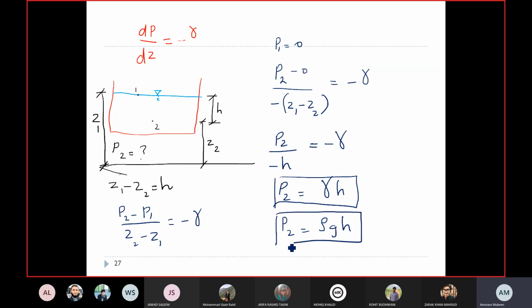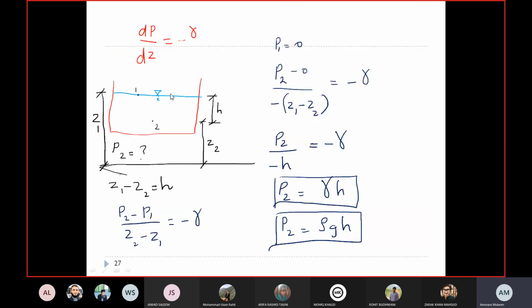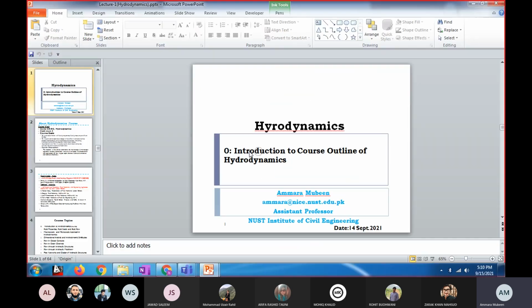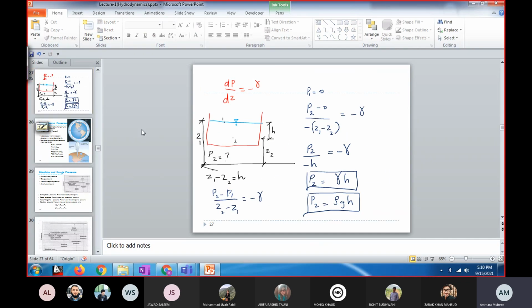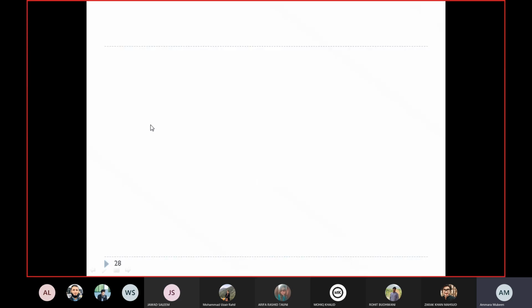That is how you use the equation, but the basis of this equation is this law, the change in pressure per unit elevation, pressure with respect to z axis. Then there is a law which is applied to the stationary fluid, and that law is called law of hydrostatic.